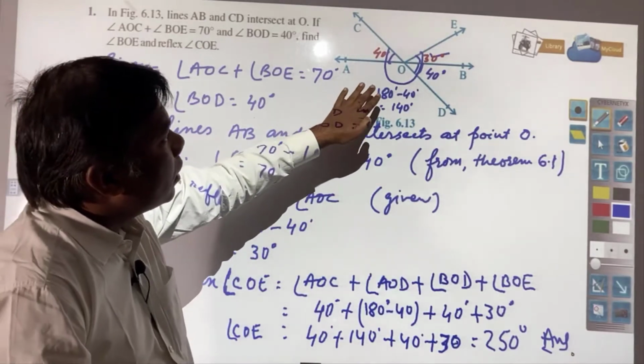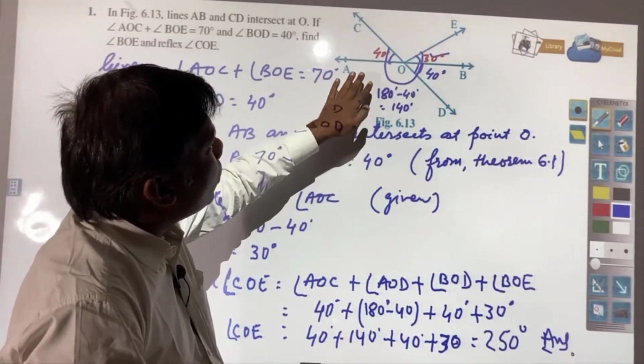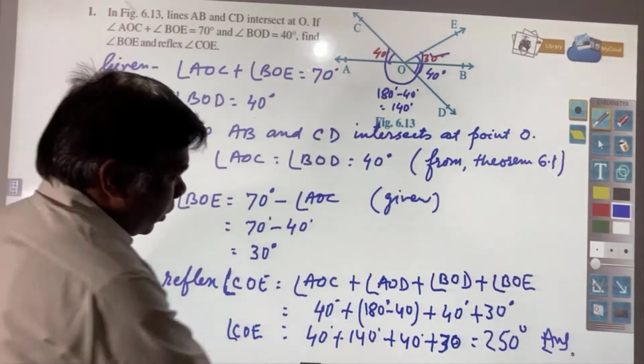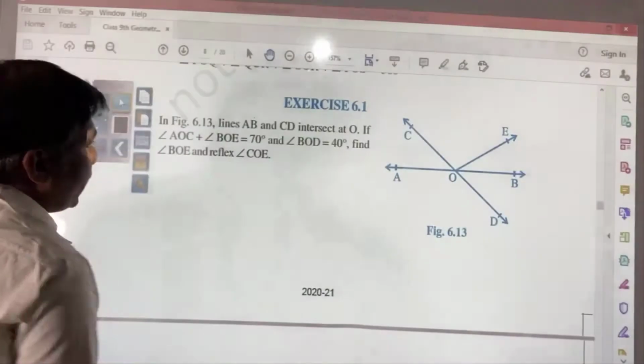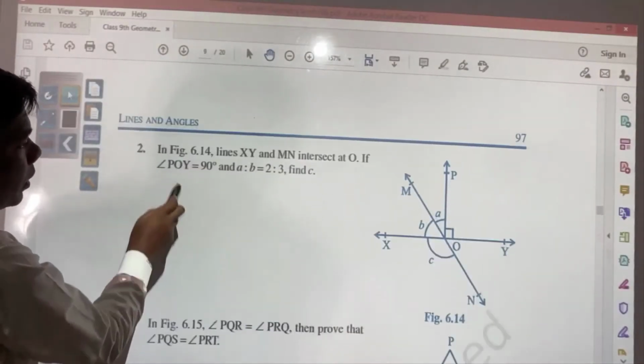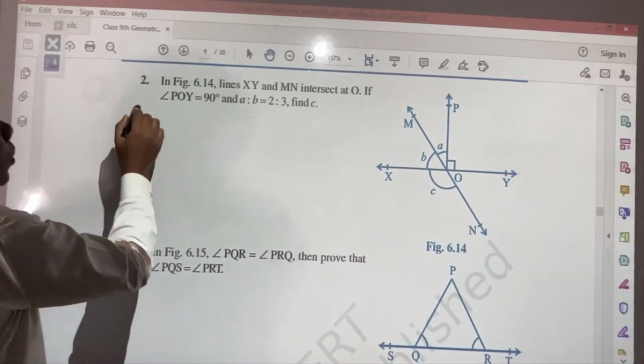Pair of linear pairs you need to know. The sum of a linear pair is equal to 180 degree, and all the questions will be solved. Next question is here. Here you have question number 2.